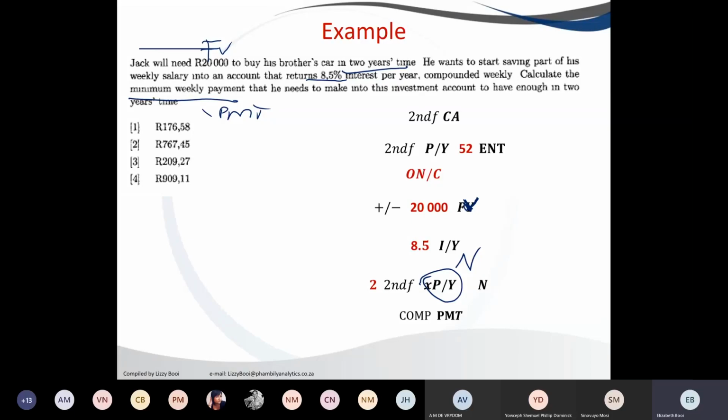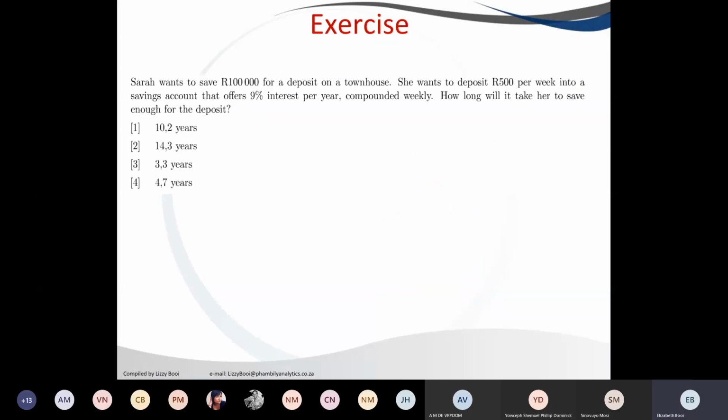So you might get 5 questions that are linked to payments and to the same method and same questions time and again. So whatever we've learned today, don't forget it, because you will still need to apply it next week when we do amortization. Okay, so that was the example. Now it's your time to do the exercise.